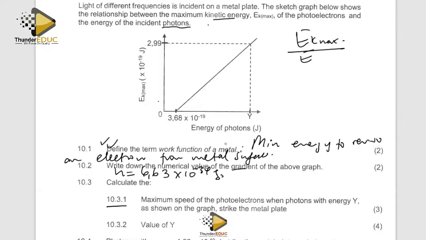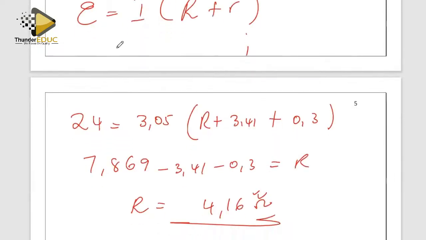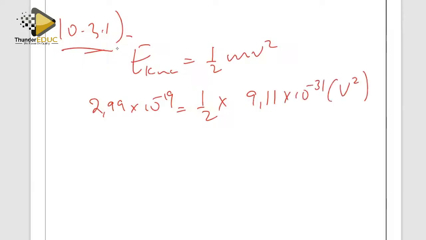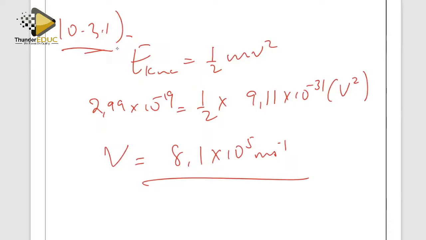Then they want us to calculate the maximum speed of the photoelectrons when photons with energy Y, as shown, strike the metal plate. So we know that the EK max is 2.99. They want us to get the maximum speed. So that is 10.3.1. What I'll do is I know that my EK max is given as a half mv squared. That's 2.99 times 10 to the negative 19 is equal to a half, the mass of an electron is 9.11 times 10 to the negative 31, v squared. Do your magic. If I do my magic, I end up with a v of 8.1 times 10 to the 5 meters per second.